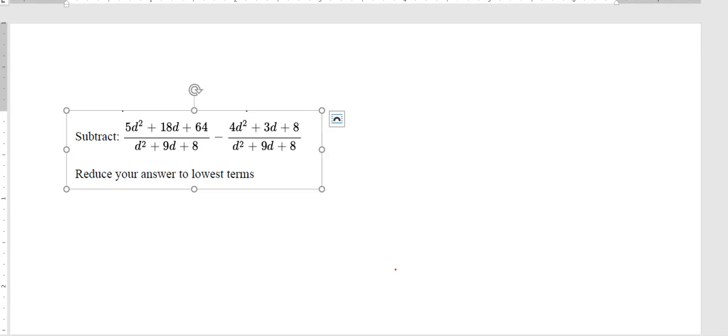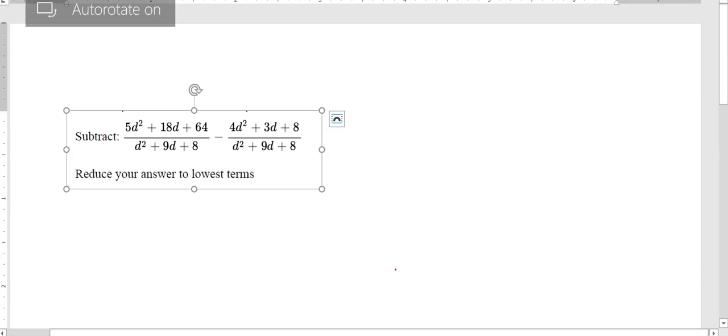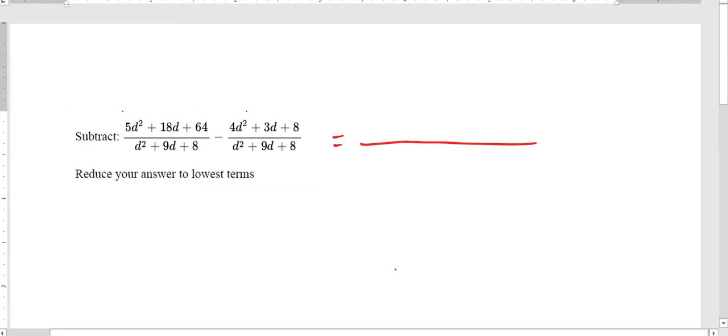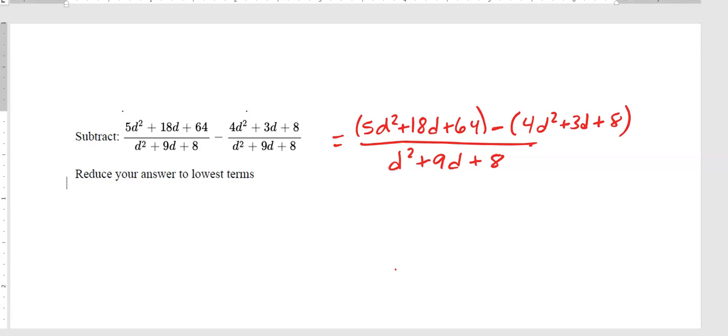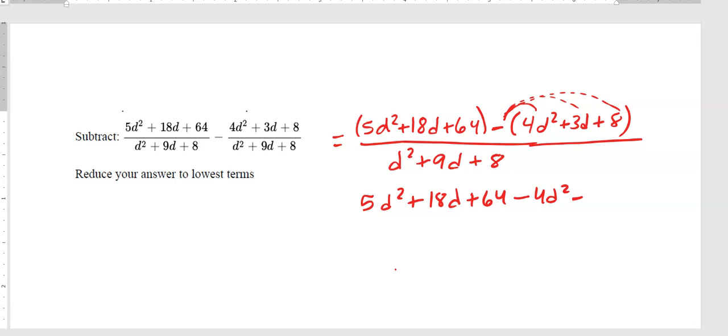Our next problem, we're adding two rational expressions, and they have the same denominator. We like that. When they have a common denominator, we keep the denominator the same, and we add or subtract the numerators. So in this case, we're going to subtract. Now, be very careful. When you're subtracting, you have to remember to distribute this minus to all three terms. So this becomes 5d squared plus 18d plus 64 minus 4d squared minus 3d minus 8. And our denominator stays the same the whole time.